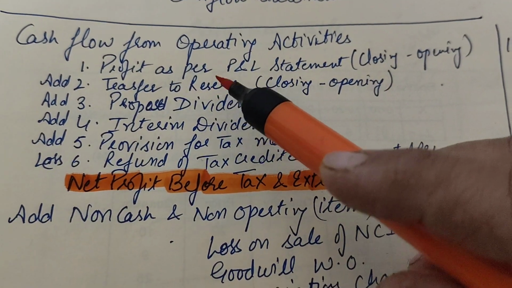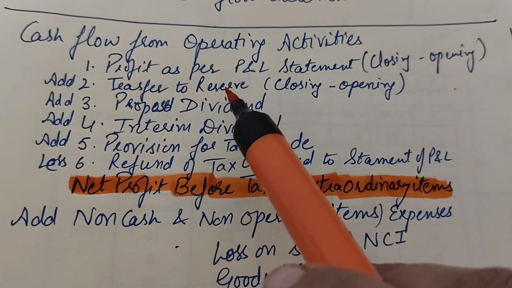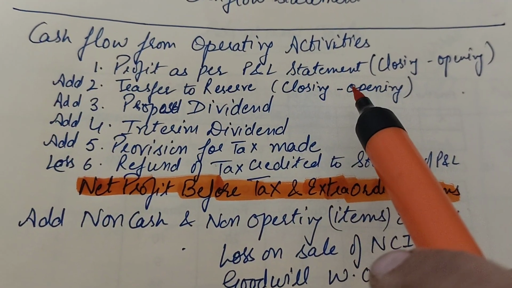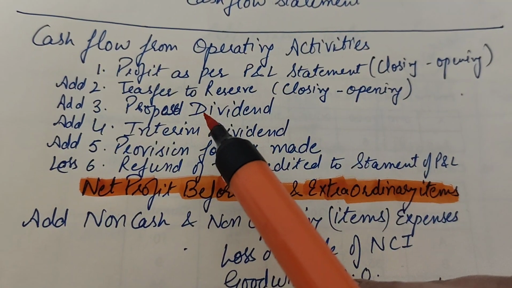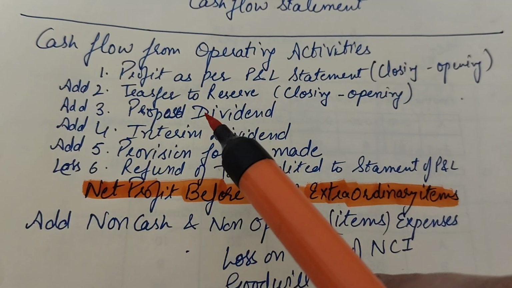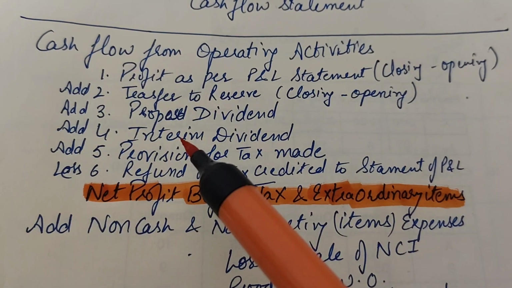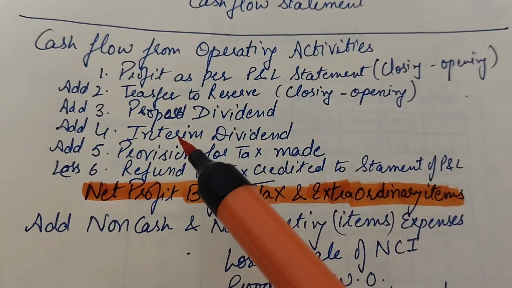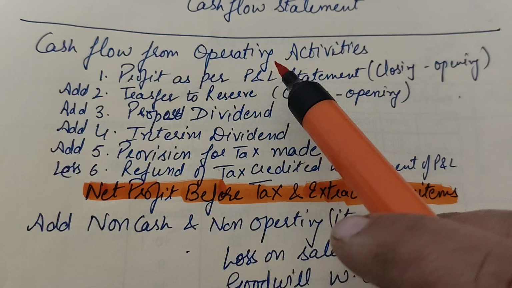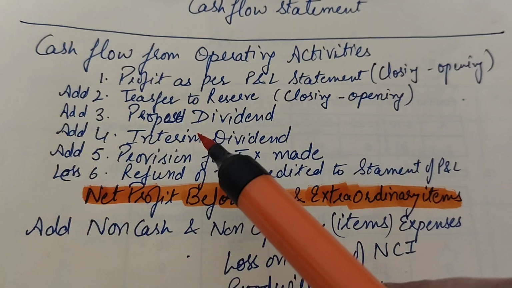Then we will add to this the transfer to reserve. Whatever amount has been transferred to the reserve accounts, general reserve, capital reserve, that would also be considered as closing minus opening. Then we add proposed dividend and interim dividend. The proposed dividend is declared at the year end, and the interim dividend is declared during the year when the year has not ended, right? Both of these are added in operating activities but deducted in financing activities, right?